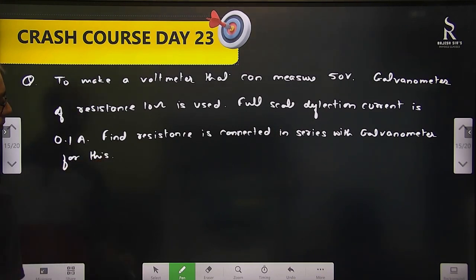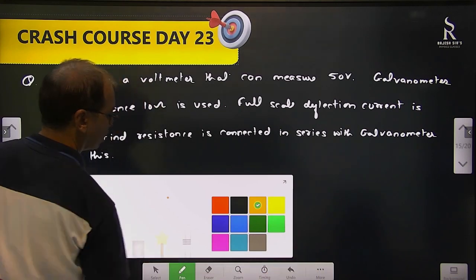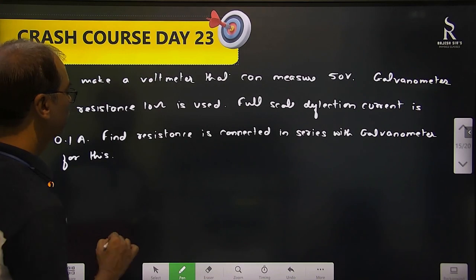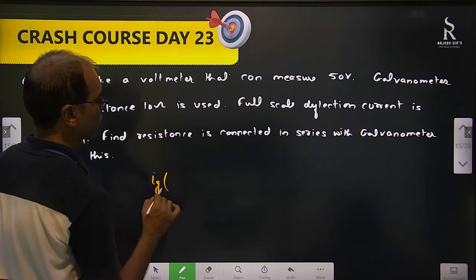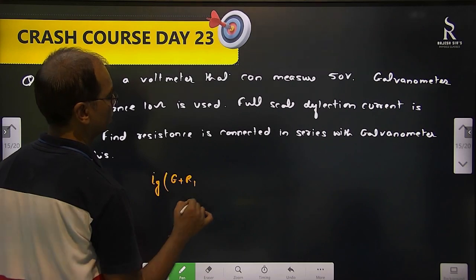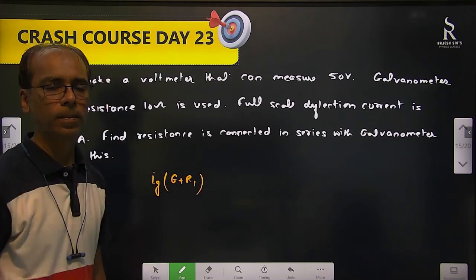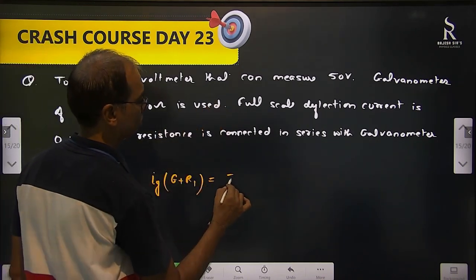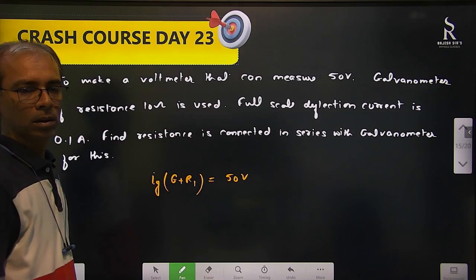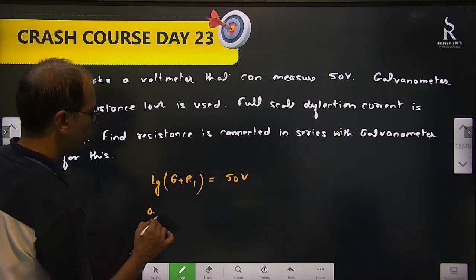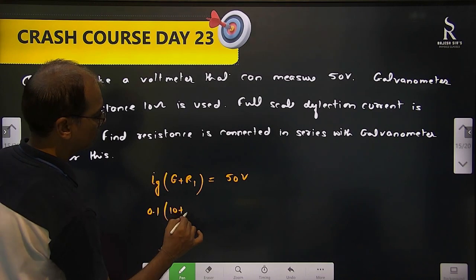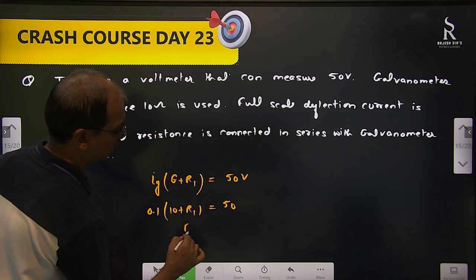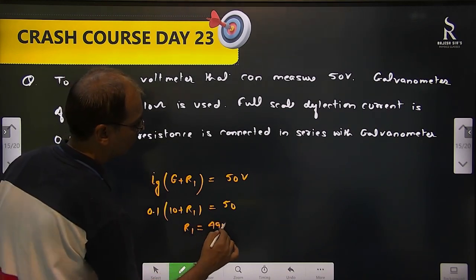Here is the question. Very simple actually. What we have to do? Okay, we know that Ig into G plus R1 is the potential across galvanometer. And this should be equal to what? He says 50 volt. Okay, this is given 0.1, G is given 10, this is R1, this is 50. So this is 500, so R1 is 490. That's all, finished.